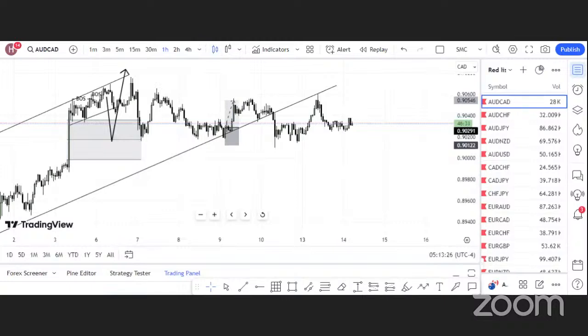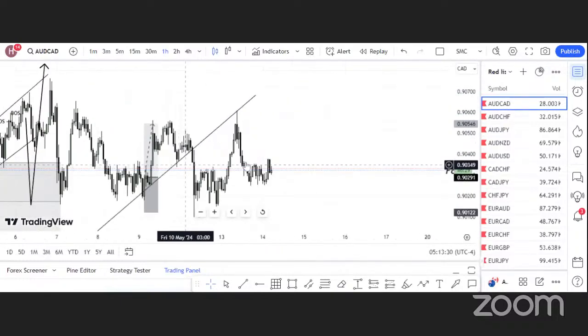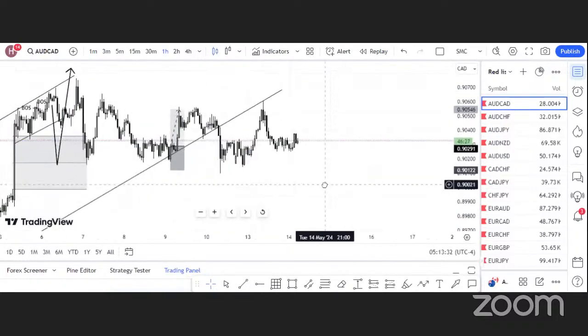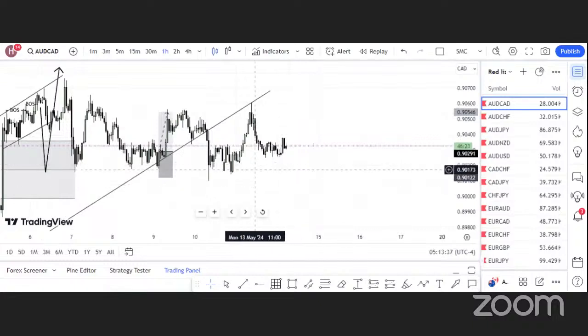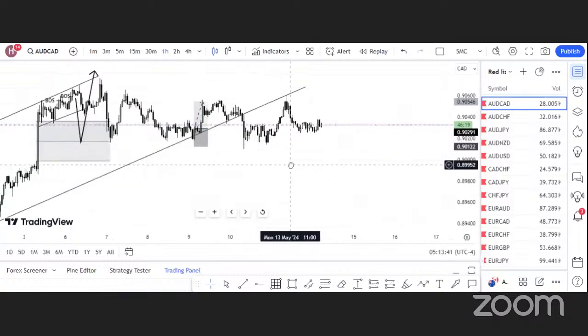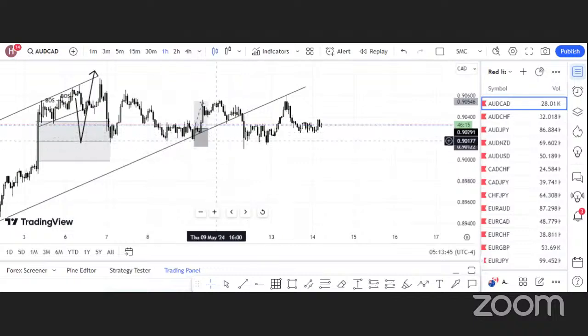Okay. So talking about price action. As I was saying, price action is what the market has done in the past.